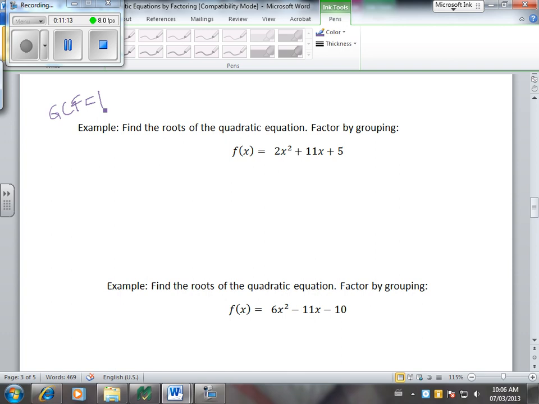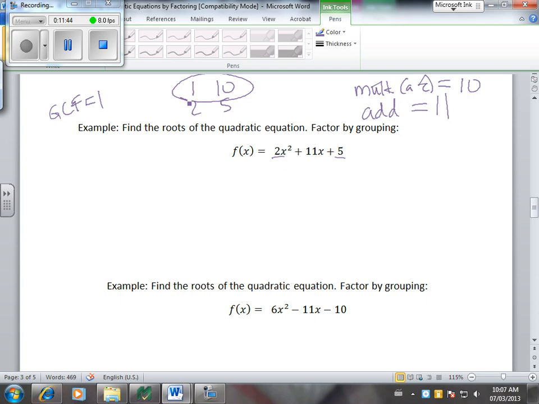So we want to be multiplying to a times c, and in that case, this will be 10. Okay, so 2 times 5, and we'll add to 11. Okay, so if we look at our terms to multiply to 10, we have 1 and 10 and 2 and 5. Now, which ones can add to 11? We'll be working with 1 and 10.